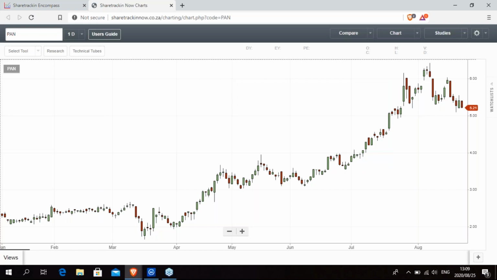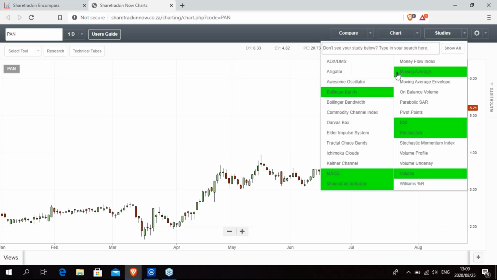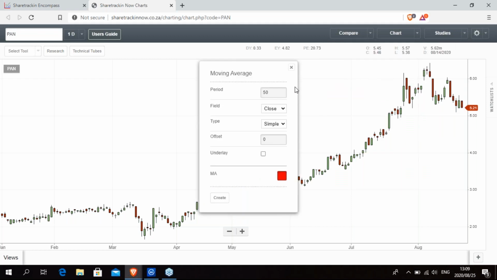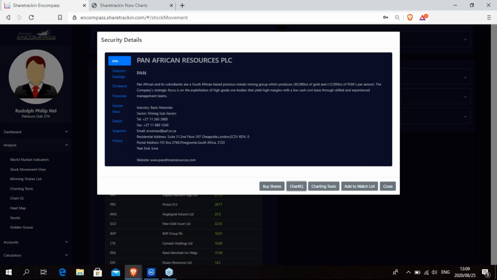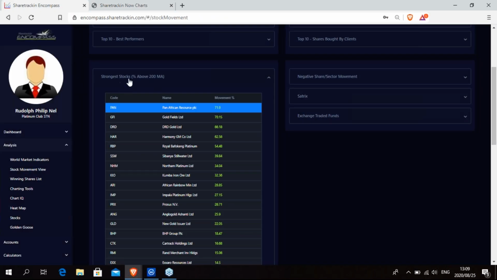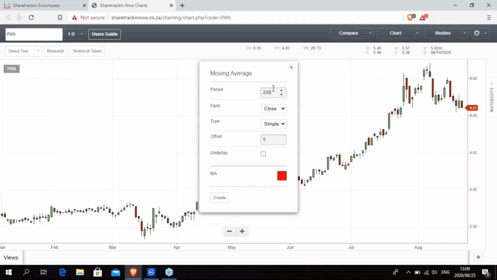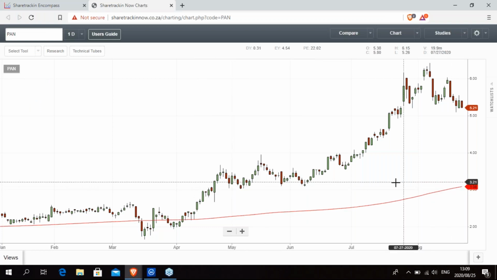Sorry, it's just taking some time to open up. There we go. So we're going to go to studies at the top, click on moving average, and change the periods to 200, which is basically based on the strongest stocks and weaker stocks above or below the 200-day moving average. We add that 200-day moving average, period of 200, and it creates this line.